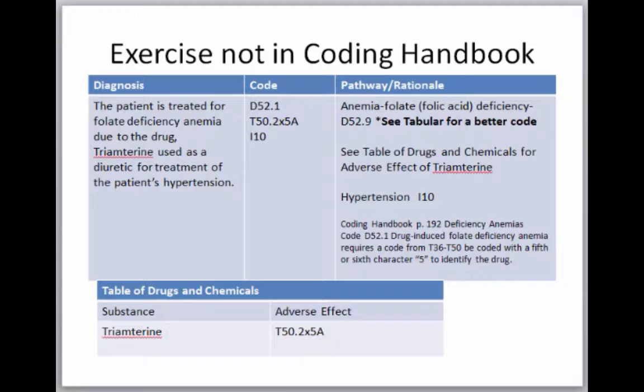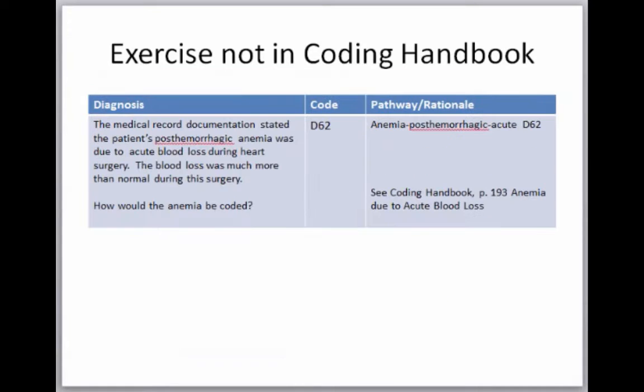So this is just a very good example and a reminder to us that the alphabetical index gets us in the neighborhood. It might not get us in the right house. So we always want to be very careful and always, always check the tabular.